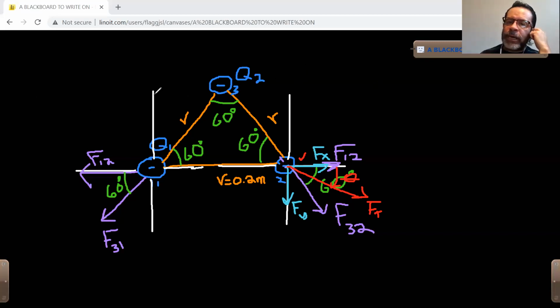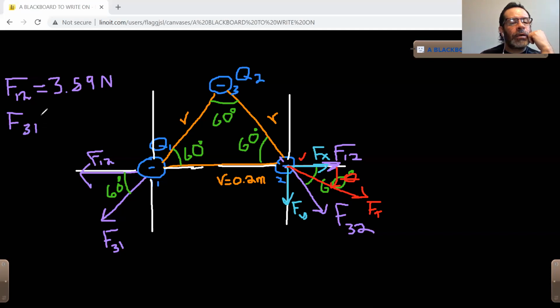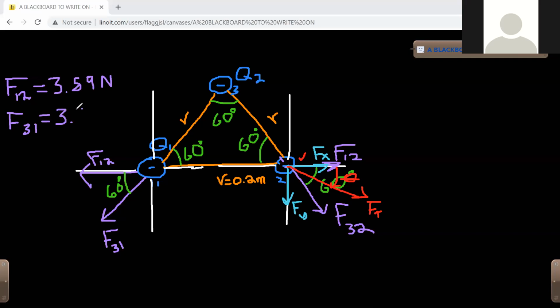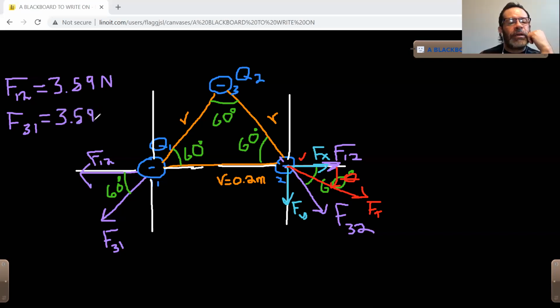Exactly the same thing is going to happen. F12 here in this case is exactly the same force that we had calculated before here. And you guys already have the value of that. It was 3.59, right? Remember? It's exactly the same force in magnitude. It's going the other way, but in magnitude, it's the same. And would you agree that the force F31 has to be the same value? Yes. Right? Why is it the same value?